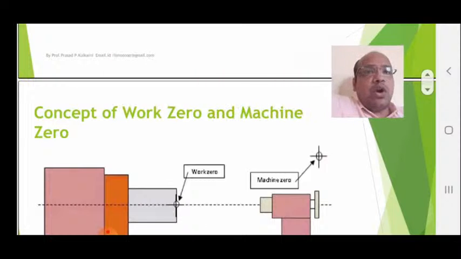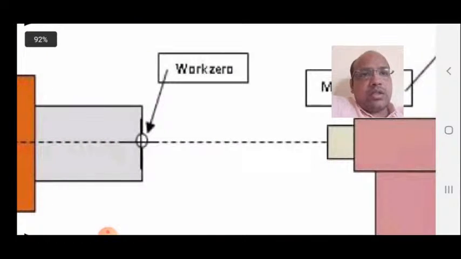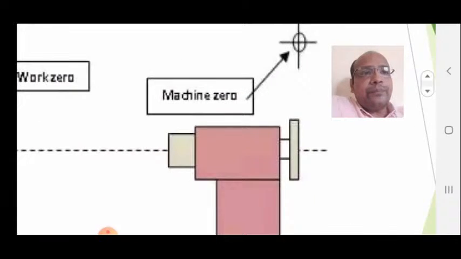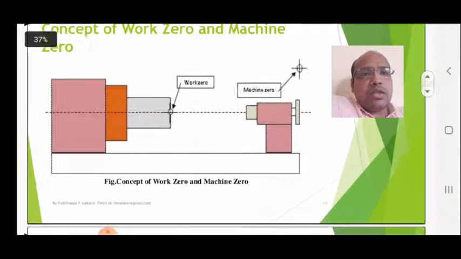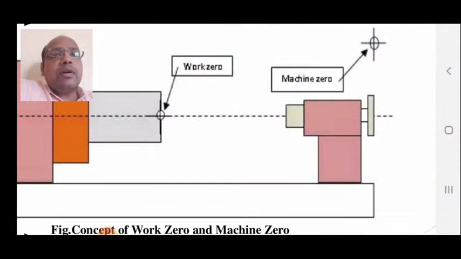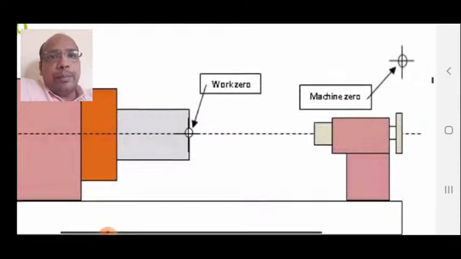It is a concept of work 0 and machine 0. Both are very important to write a part program for the machine. So this is a diagram of a lathe machine. Here you can see this diagram. Work 0 is shown, and machine 0 is shown here. Now let us understand what is work 0 and machine 0. I have shown this diagram by zooming it, just to understand what is the location of work 0 and what is the location of machine 0.